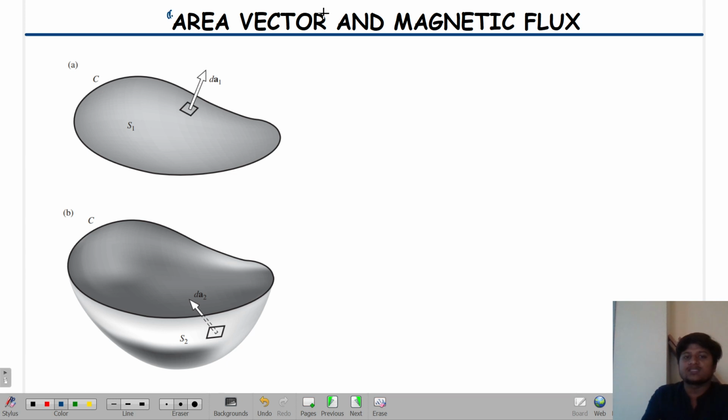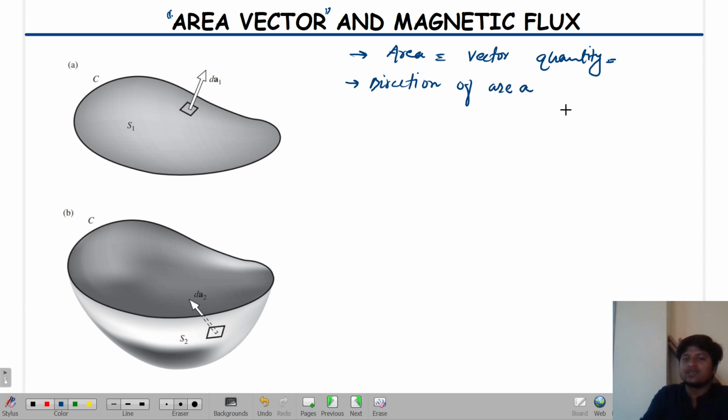Area is a vector quantity or a scalar quantity? How many times will I have to tell you that area is a vector quantity? What is the direction of area? The direction of area is normal. Yes or no? The direction of area is given by its normal. So area is a vector quantity, and the direction of area is given by the normal.